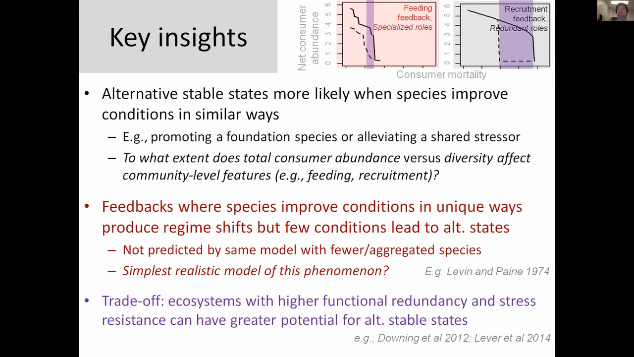And the last thing I want to point out is that in many studies, we're starting to see this really common trade-off between resistance and ecological resilience. Here we have systems that have higher functional redundancy between species. They can persist to a higher level of stress, but they also are the systems that have a greater potential for alternative stable states.